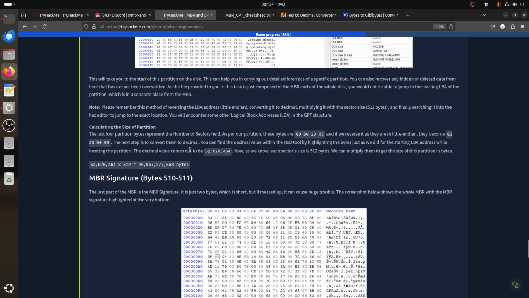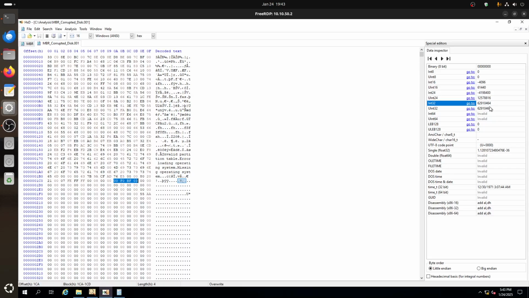The next step is to convert them to decimal. You can find the decimal value by highlighting. That's what we did. The decimal value comes to this. Now, as we know, each sector size is 512 bytes. Multiply, you get the result, then convert to gigabytes. So 62911045.